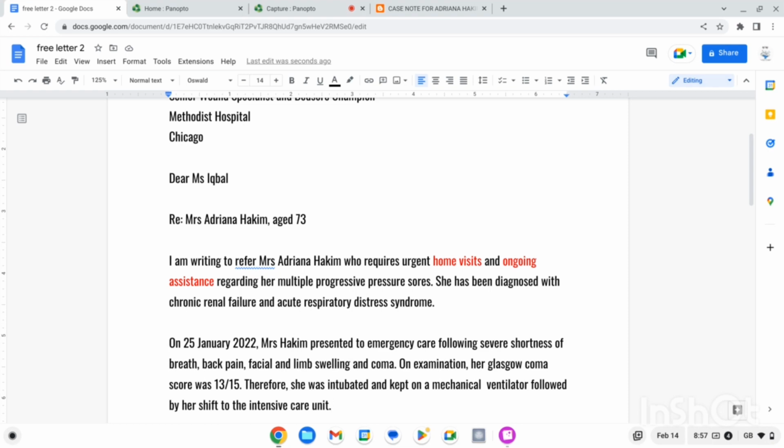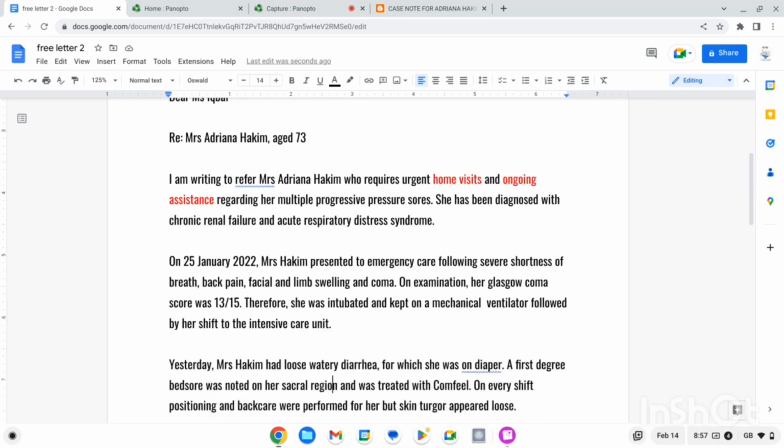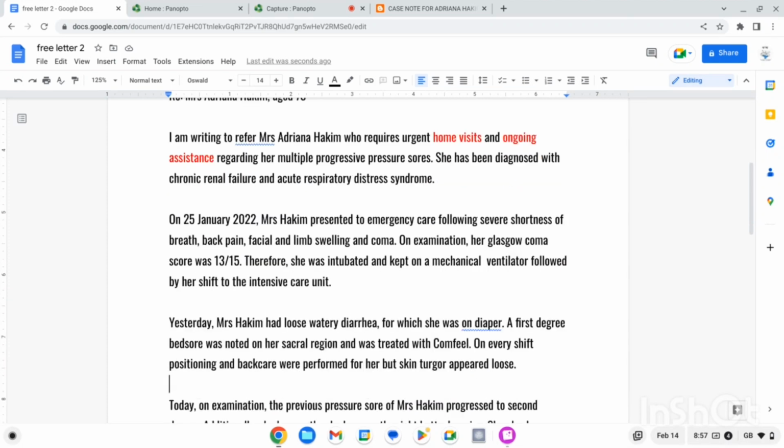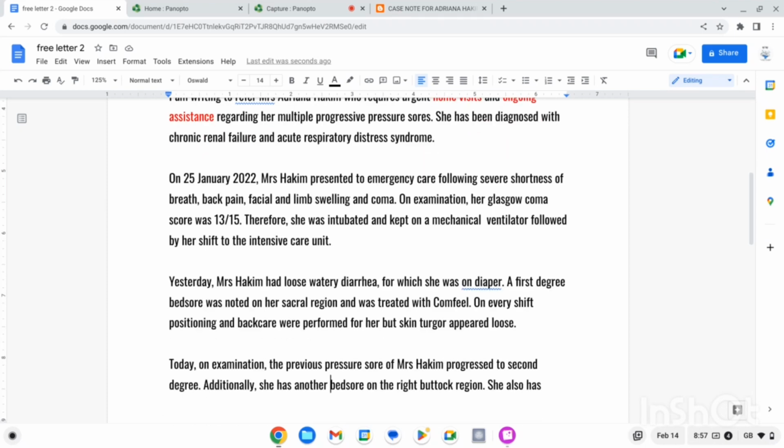So the third paragraph, when it comes to yesterday, that is 26th. Mrs. Hakim had loose watery diarrhea for which she was on a diaper. A first degree bed sore was noted on her sacral region and was treated with Comfeel. On every shift, positioning and back care were performed for her, but skin turgor appeared loose. Is that clear in that sense?